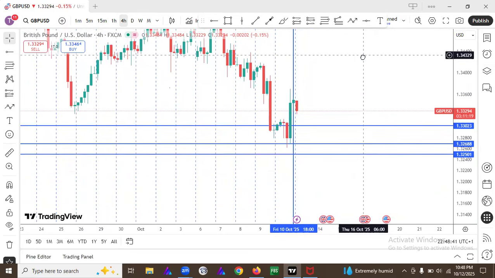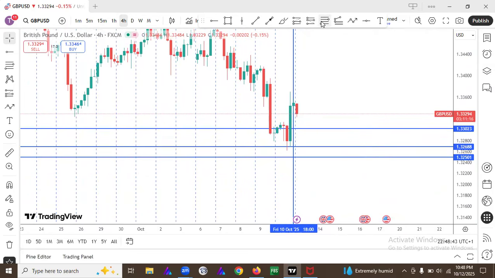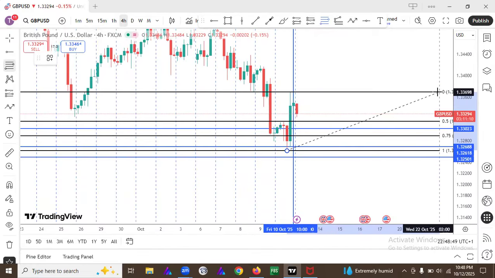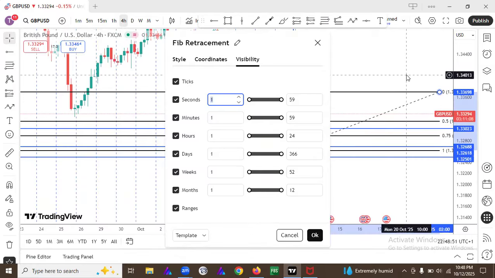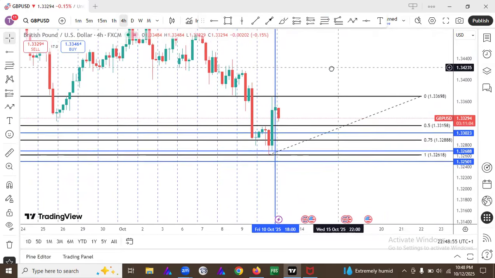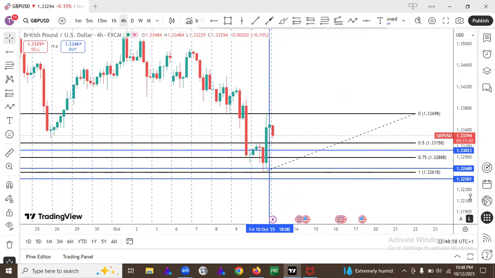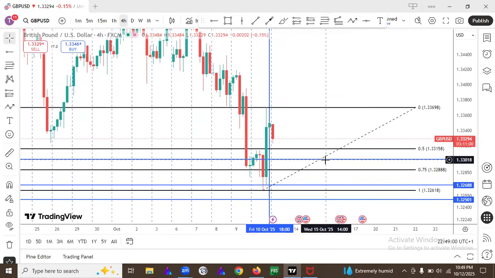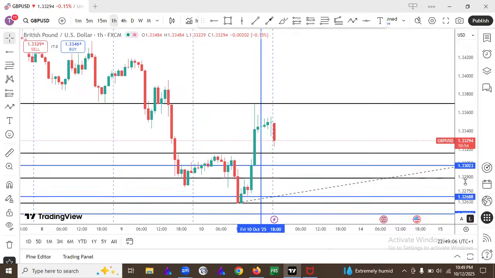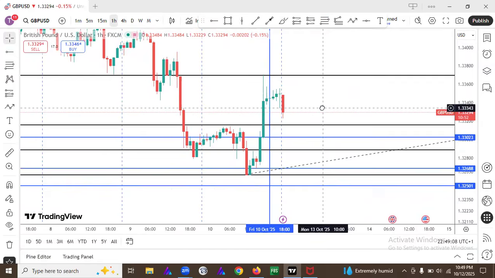So if you apply our Fibonacci from this swing low to this swing high, we want price to pull back to at least equilibrium before you buy. Buying at the current market price is very high risk. So it's best to patiently wait for price to pull back to at least the 50% Fibonacci. That's the area you should be looking for your buy.